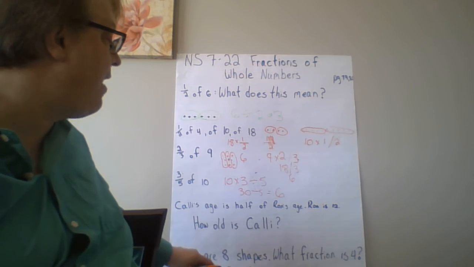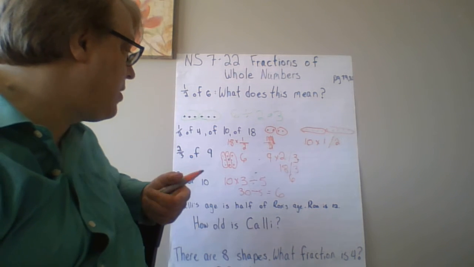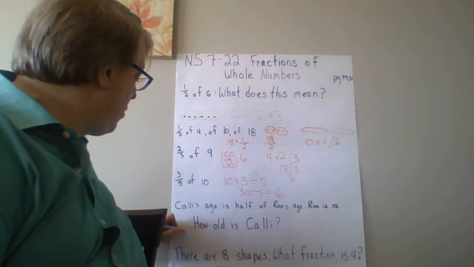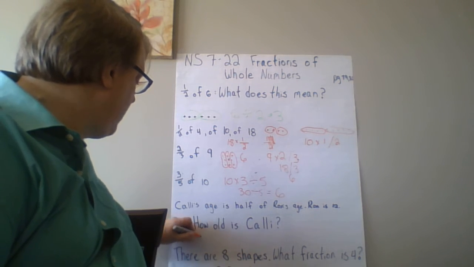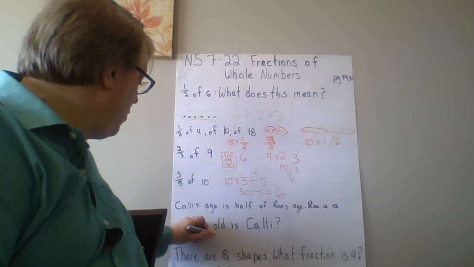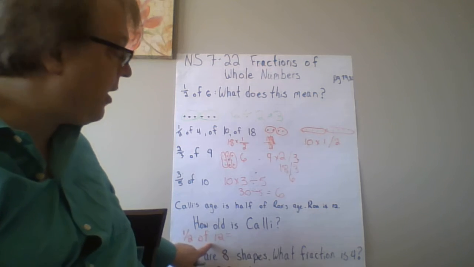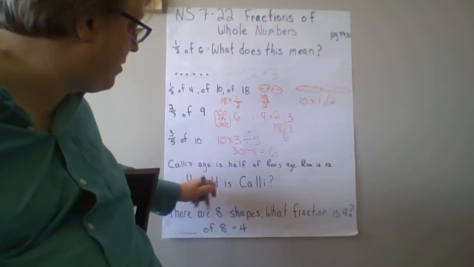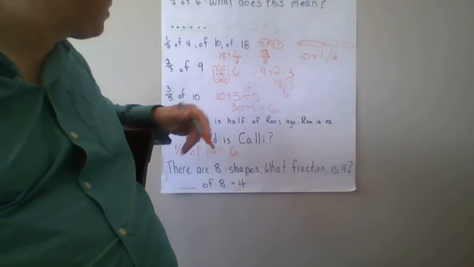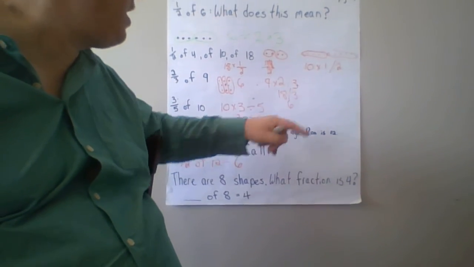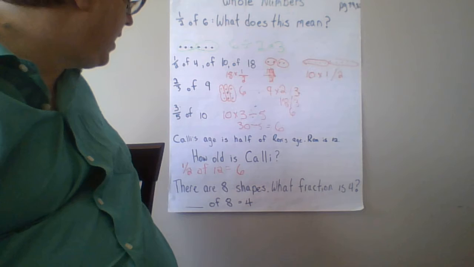Okay, hardest part, word problems. Callie's age is half of Ron's age. Ron's age is 12. So, how old is Callie? One half of 12 equals, the way I'm looking at it, what is 12 divided by 2? It's 6. Callie's age is 6, which is half of 12. Yes, we got it right.